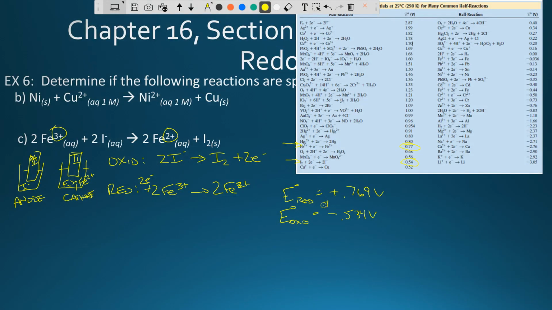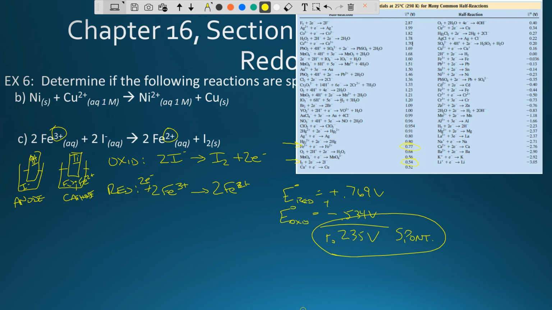Okay, so if I add those two up, what do I get? I get a 0.235 volts. Is it spontaneous? Yes, it is spontaneous because it is a positive value. Go ahead and include that plus in there. And so we've got those things. Now, this is kind of an interesting point.